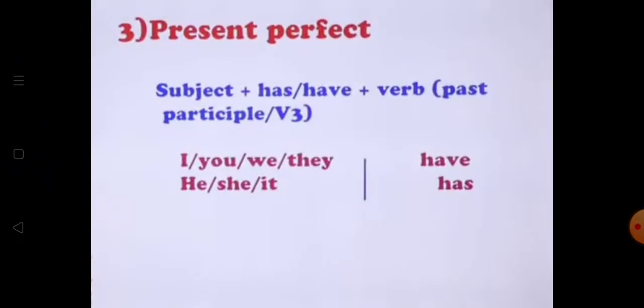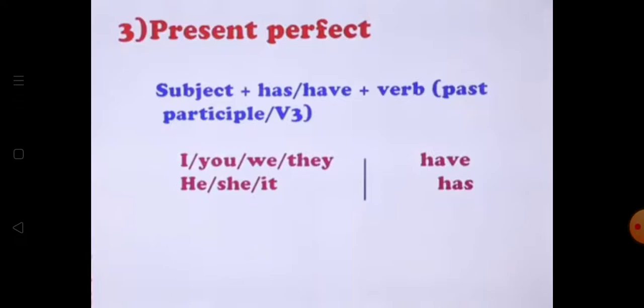The next is present perfect tense. The rule for present perfect tense is subject plus has or have plus verb, past participle, third form of verb. Here, with I, you, we, they, we use have. With he, she, it, we use has.